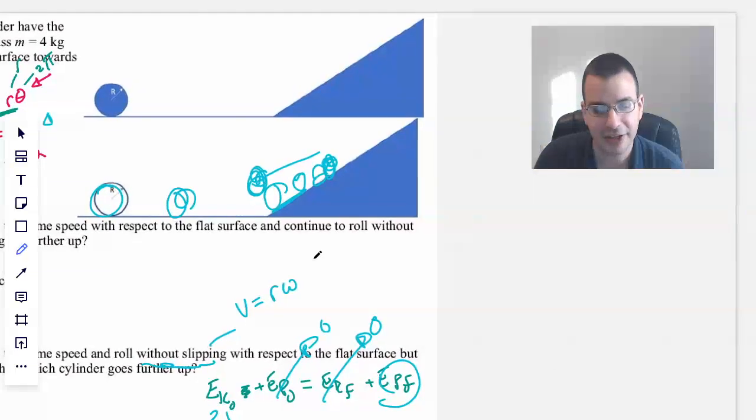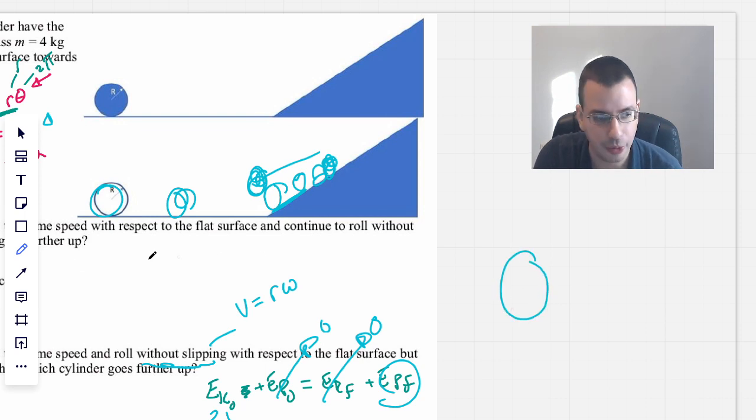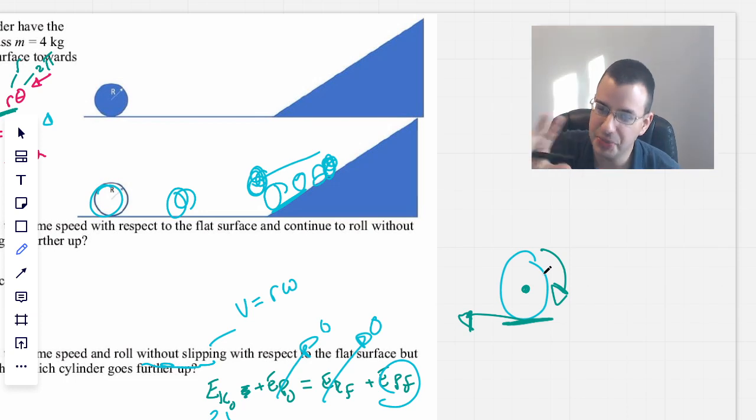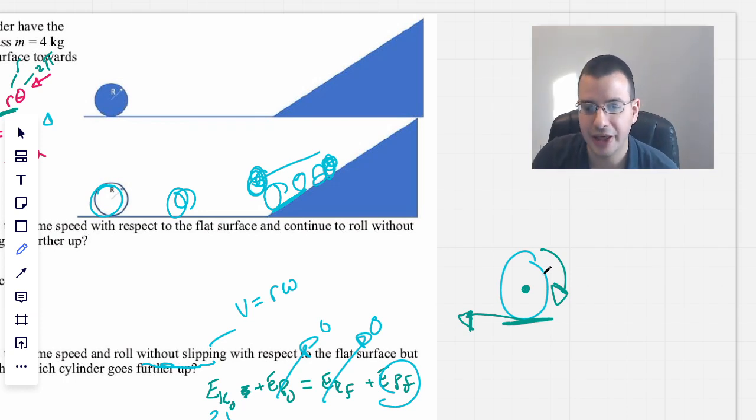So if you think of it from a more technical, more formal point of view, the way this works is you have the cylinder rolling on a flat surface, and you have friction going this direction, but then you have the rotation going this way, so the ball is basically falling forward. And that's how you get this relationship of v equals R omega without slipping.